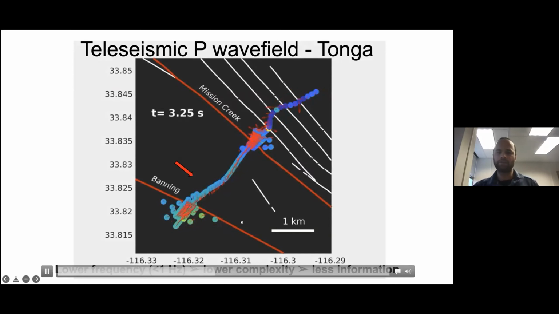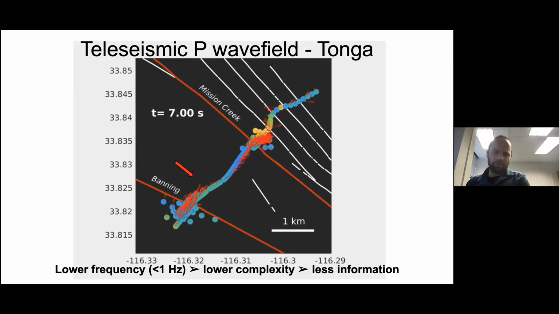In this case, you can really clearly see that this wave field is convolving very differently with the Banning fault strand in this area compared to the Mission Creek fault. So the crustal structure is very different near those two fault zones. And you can see there's a region here between the two fault strands where that difference manifests quite clearly. Those are lower frequencies. They tell us about general larger scale features.